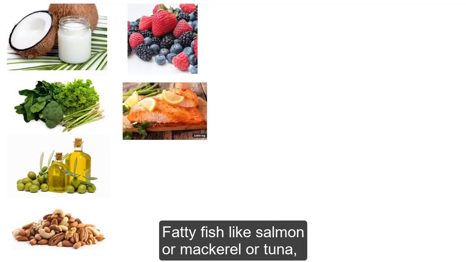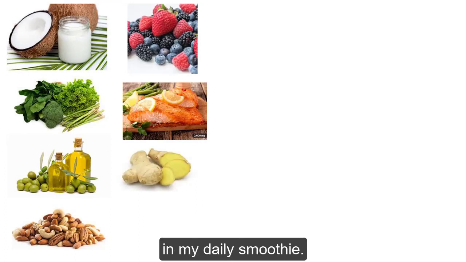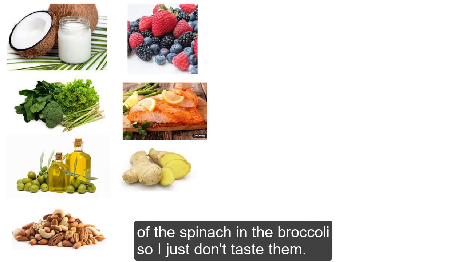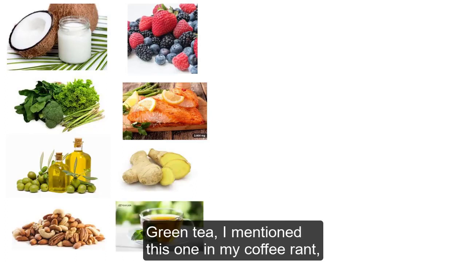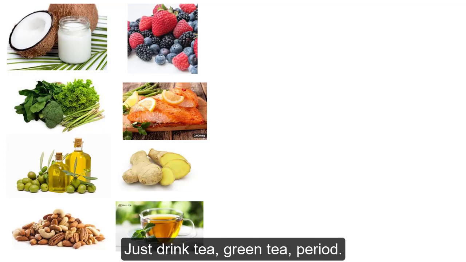Fatty fish like salmon or mackerel or tuna, sardines. Ginger, I put a teaspoon of ginger in my daily smoothie. It's such a great smell and it cuts the flavor of the spinach and the broccoli, so I just don't taste them. Green tea, I mentioned this one in my coffee rant, but it is so beneficial. I just have to say it again. Just drink tea, green tea, period.